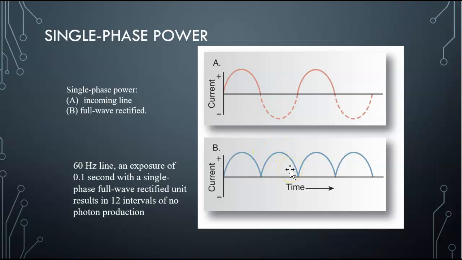Okay, so on a 60 hertz line, an exposure of 0.1 second with a single-phase full wave rectified unit results in 12 intervals of no photon production. So this is where you're dead right here. There's no photon production. Okay.